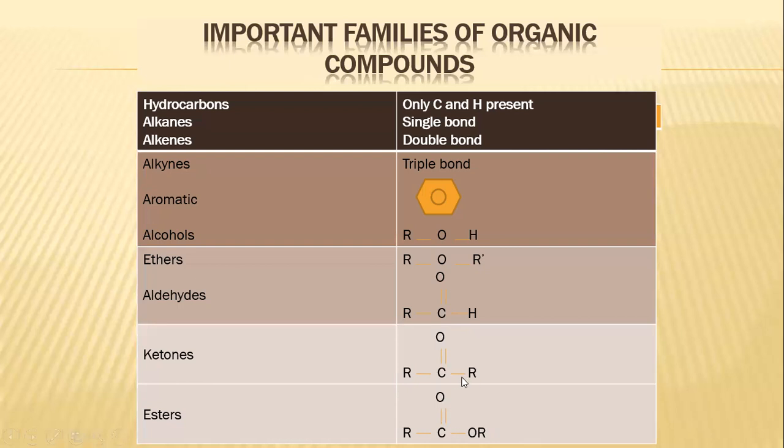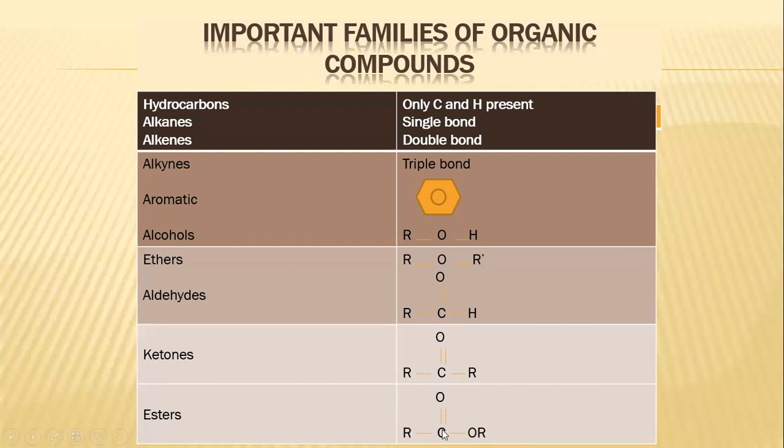Here, one more oxygen is added. In a ketone you have R, C, O, R. For esters you have R, C double bond O, R. One oxygen is extra here. This is called an ester.